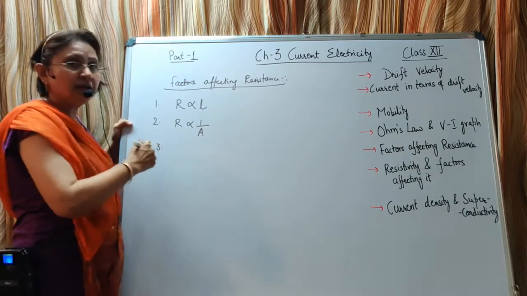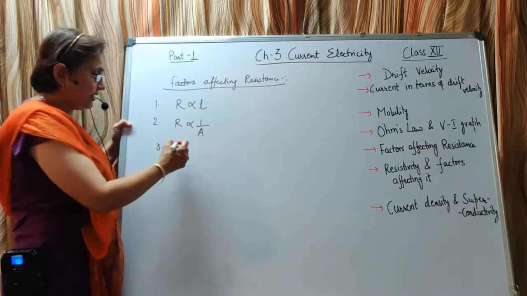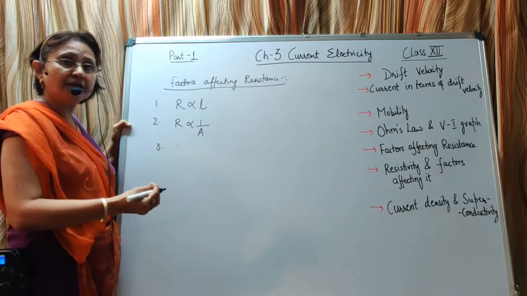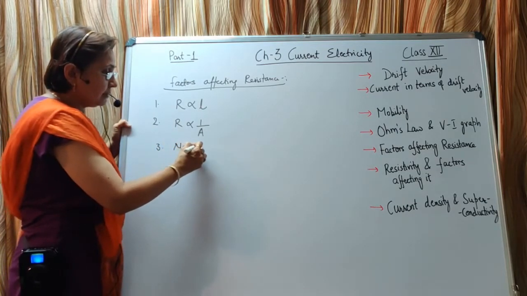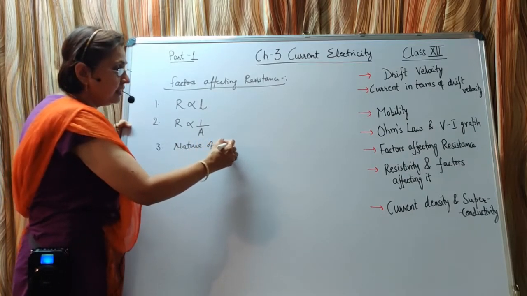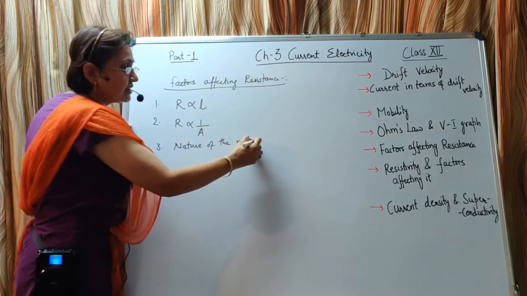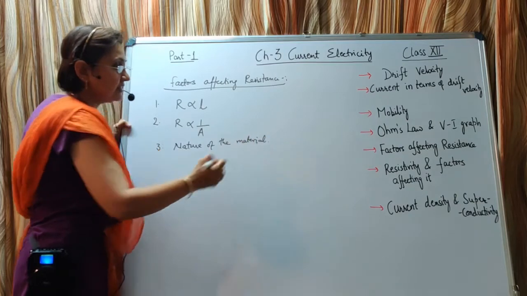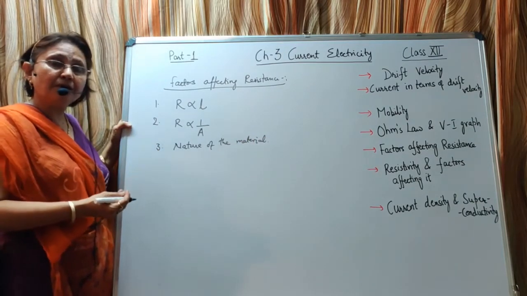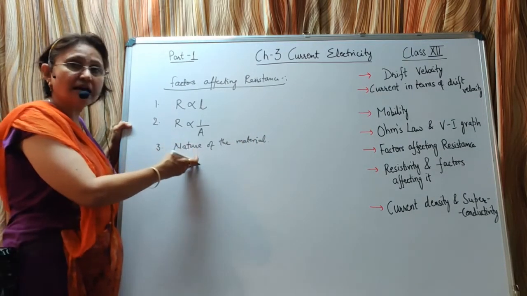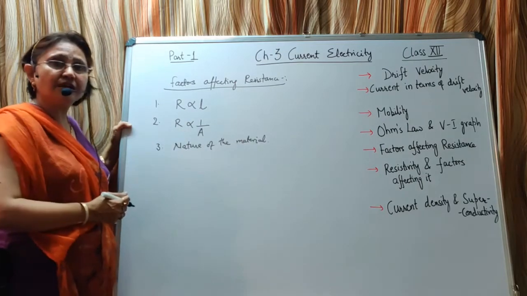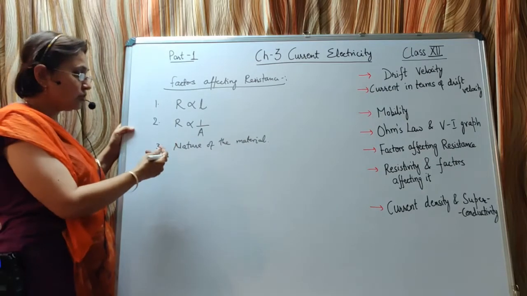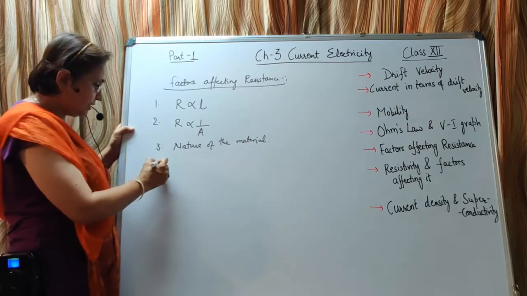But if the conductor is different, that is, if the nature of the material is different, then the resistance will be different. So it also depends upon the nature of the material. That is, different substances, different resistance. For example, copper has some resistance, iron has something else; gold, silver, all these materials will have different resistances. So it depends upon the nature of the material.